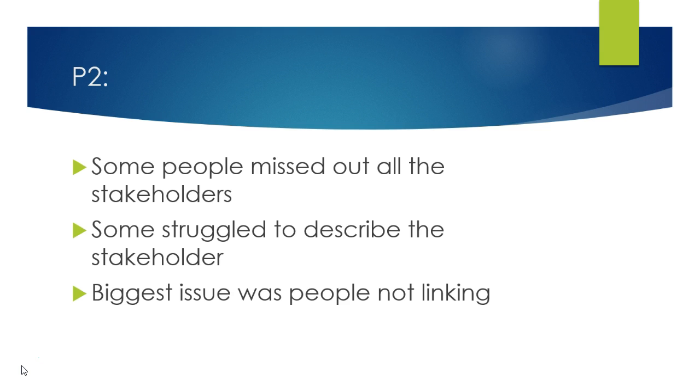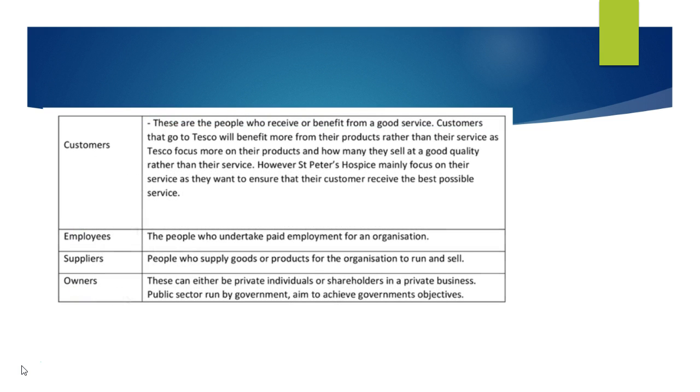Okay, so for P2, these are some general issues. Some people missed out all the stakeholders. Some people struggle to describe the stakeholders. The big issue was people not linking the stakeholders. This is one example which was half finished, which is a shame because it's quite good.